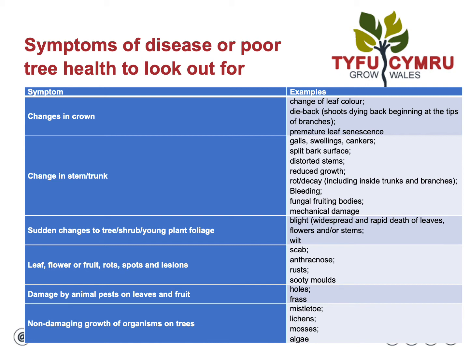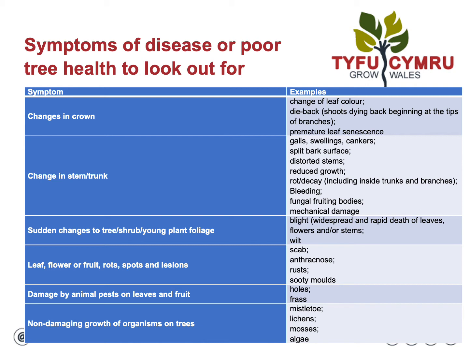If it's caused by animal pests, you can often see distinctive damage on the leaves or the fruits, and that might be holes in the foliage, or you might see the evidence of the animal pest being there from the frass that it leaves behind.